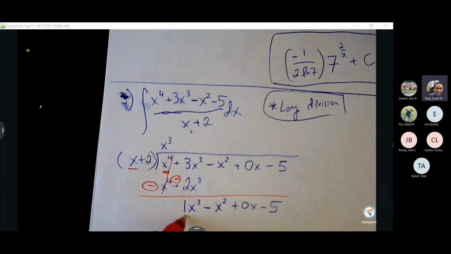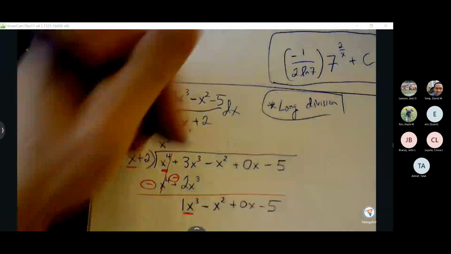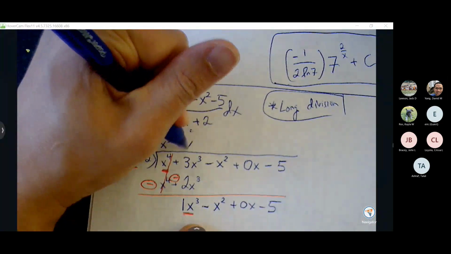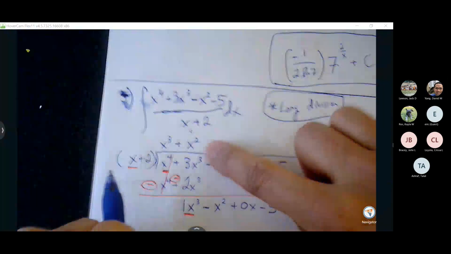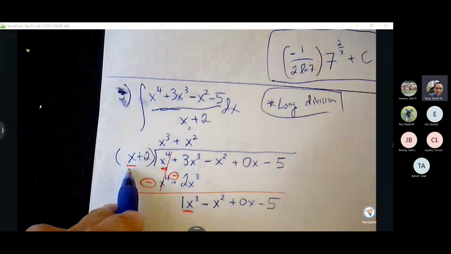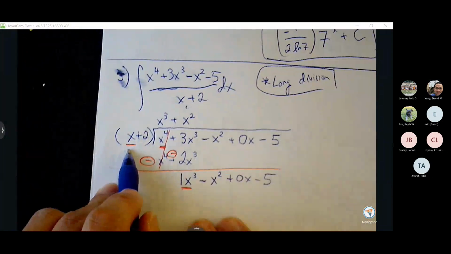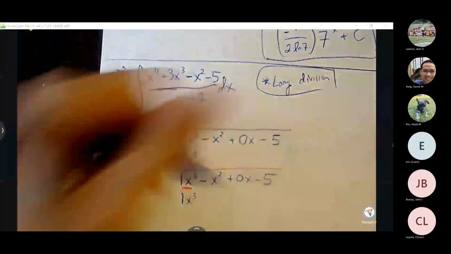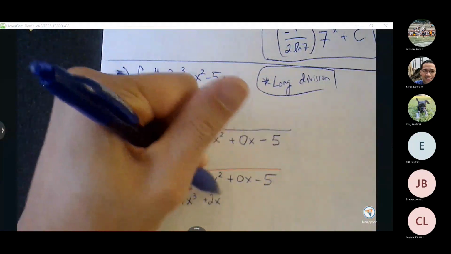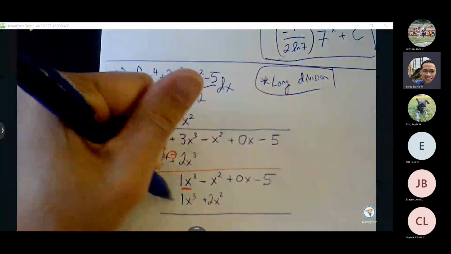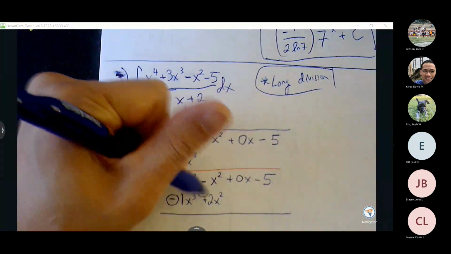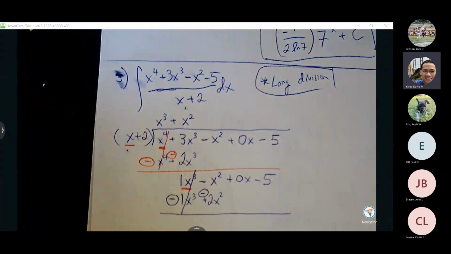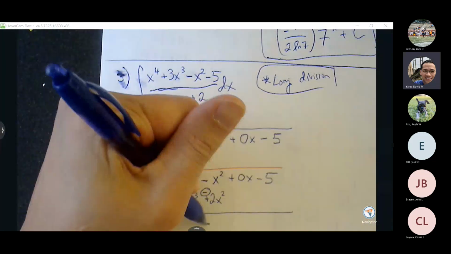X times what gives us x cubed? X squared does. Hit the x squared, distribute it through the x plus 2. Draw your line, change your signs. First terms will always zero out. Combine like terms after that.